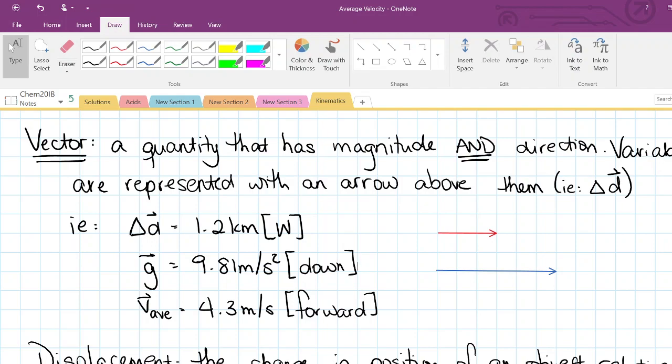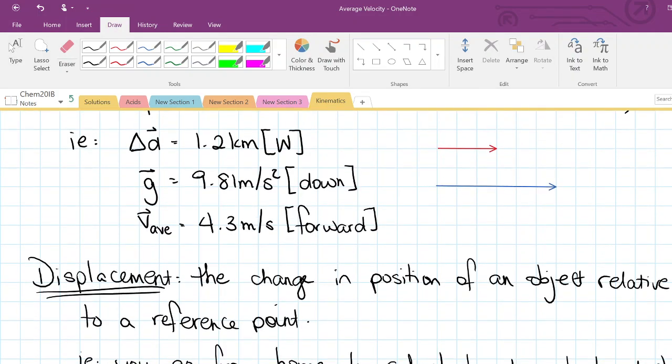Biggest things to remember is that your vector will always have your direction shown in square brackets, and the variable will always carry a little arrow over top of it to indicate that it's a vector and not a scalar quantity. Now, displacement.